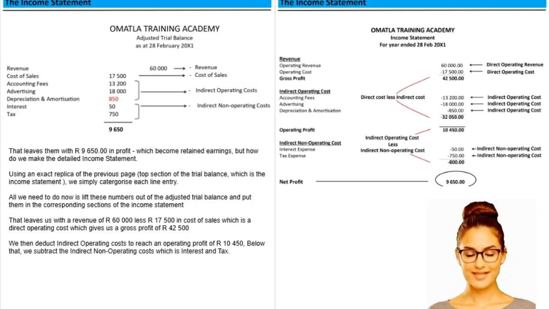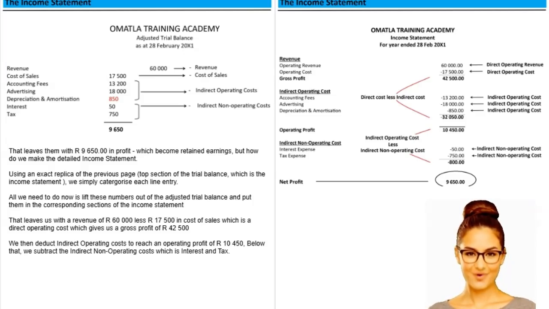Take note with depreciation and amortization, if the long-term assets that they relate to aren't used in operations, then these would be indirect non-operating costs. If you paid careful attention to the section on the categories, you would remember that I mentioned that depreciation and amortization can also fall in the category of indirect non-operating expenses, if the asset in question is not used in operations of the business.